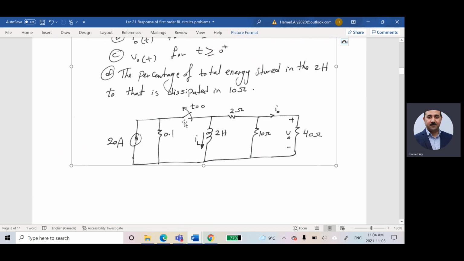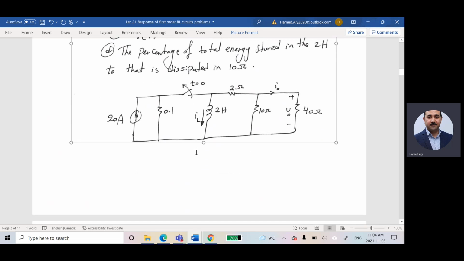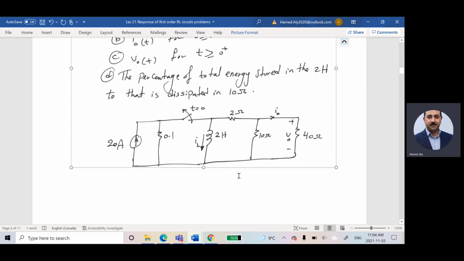Here, he told me that this switch was closed for a long time, and then it is opened at a specific time. What's needed? He would like to calculate the voltage, the current, and the energy. But if you look at the circuit, you have R, you have R, and you have a current source. So the first step for solving the problem is to find the initial current in the inductor. I'm happy because I have only one inductor, so I will not find L total. But the problem is I have more than one R, so I have to find R total after opening the switch.